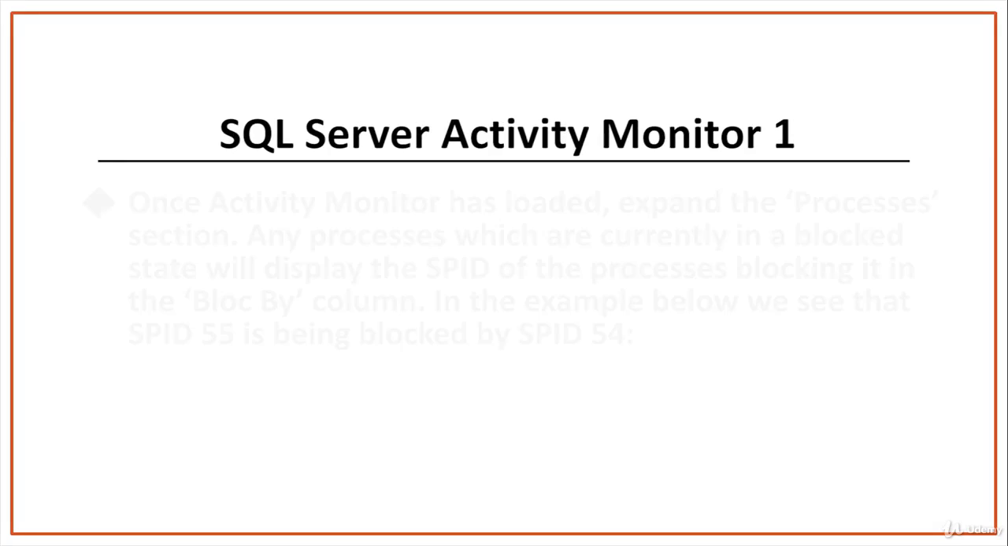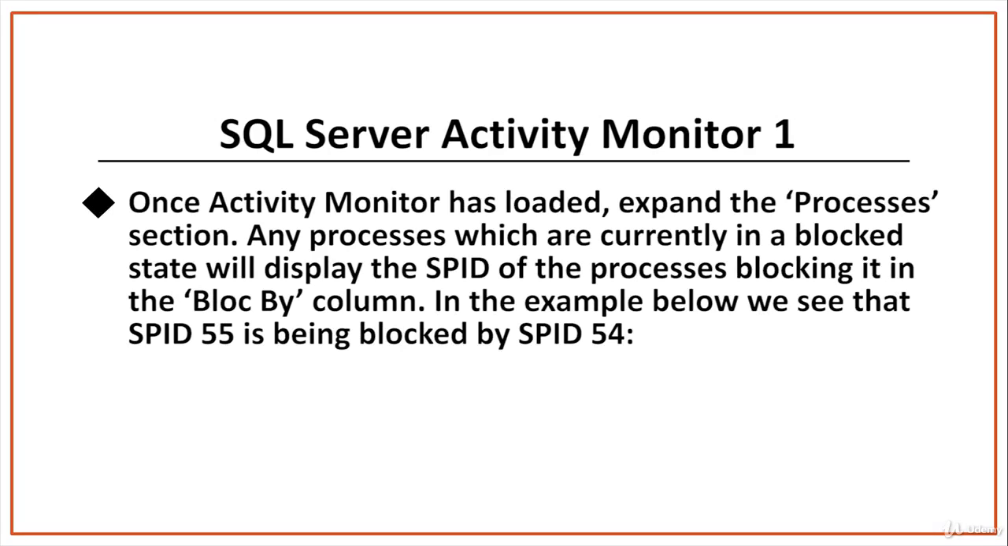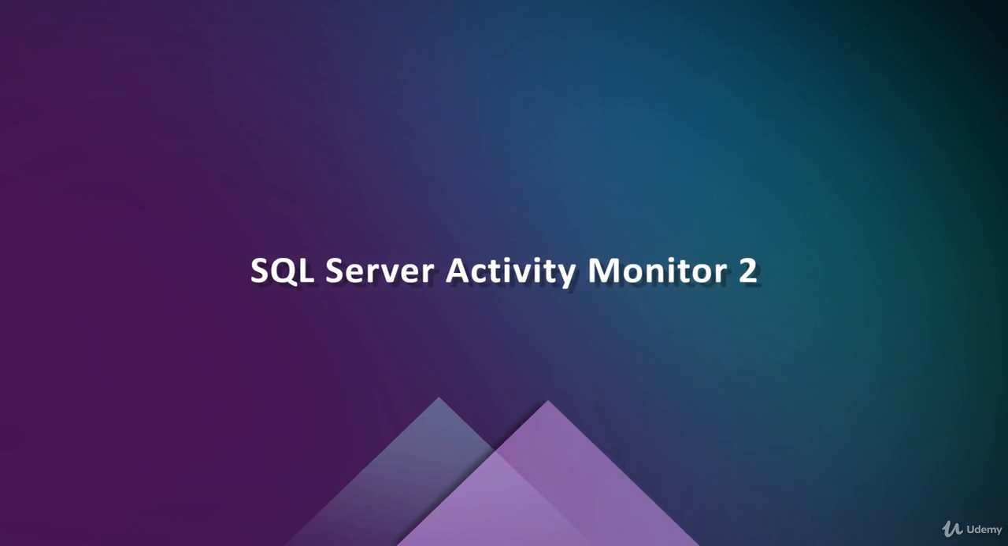Once Activity Monitor has loaded, expand the Processes section. Any processes which are currently in a blocked state will display the SPID of the processes blocking it in the Block By column. In the example as follows, we see the SPID 55 is being blocked by SPID 54.